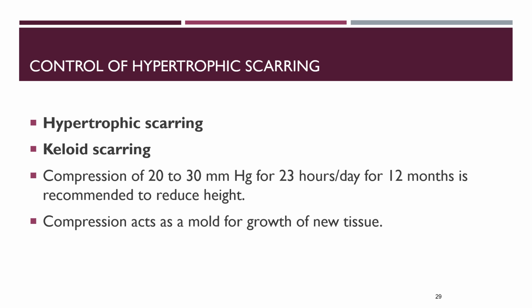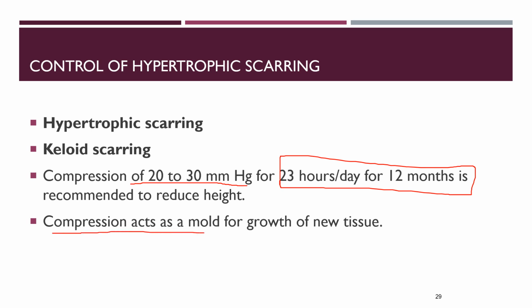But the recommendation to help maybe control these different types of scars, hypertrophic scarring or keloid scars, would be to use a compression device that produces 20 to 30 millimeters of mercury, and our patients can wear those compressive wraps up to about 23 hours a day for 12 months to really reduce the height of that scar. And again, this compression acts as a mold for the new growth of this tissue. So it's basically saying grow this much, not this much.